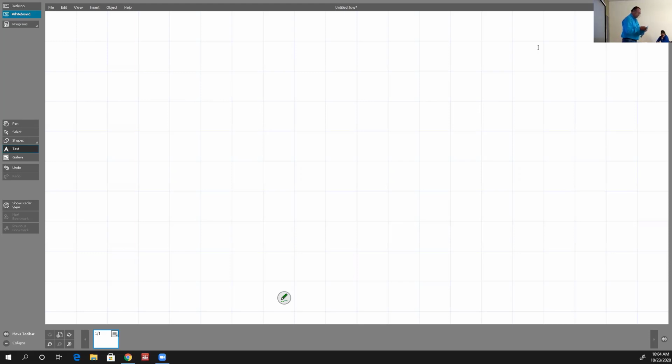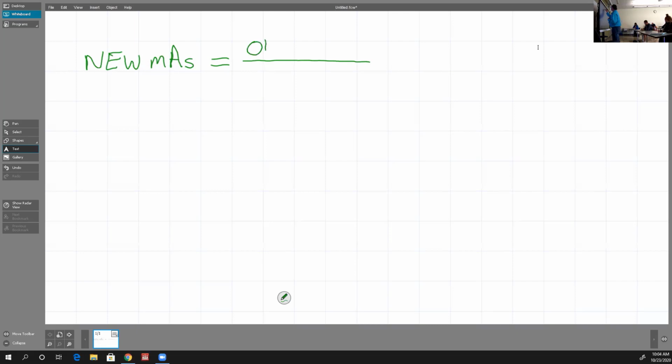What is the new mass going to be? So in this equation, we have new mass equals old mass, or we could say mass 1, times distance 2 squared over distance 1 squared.